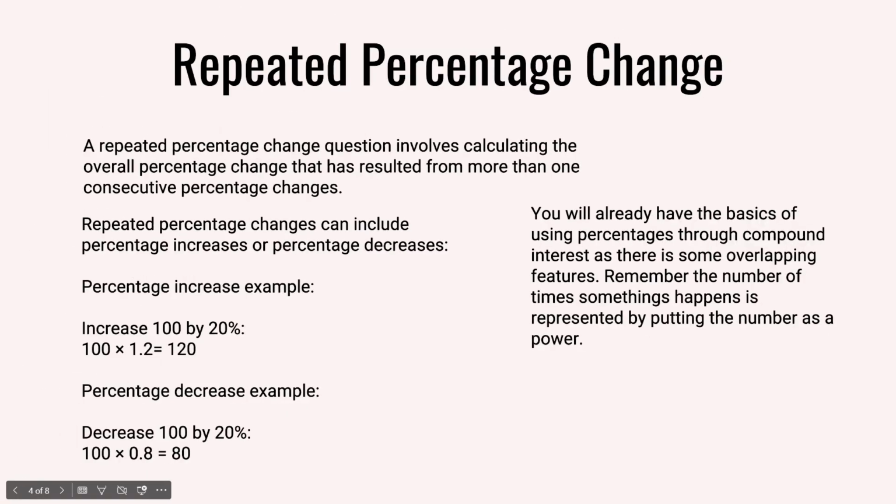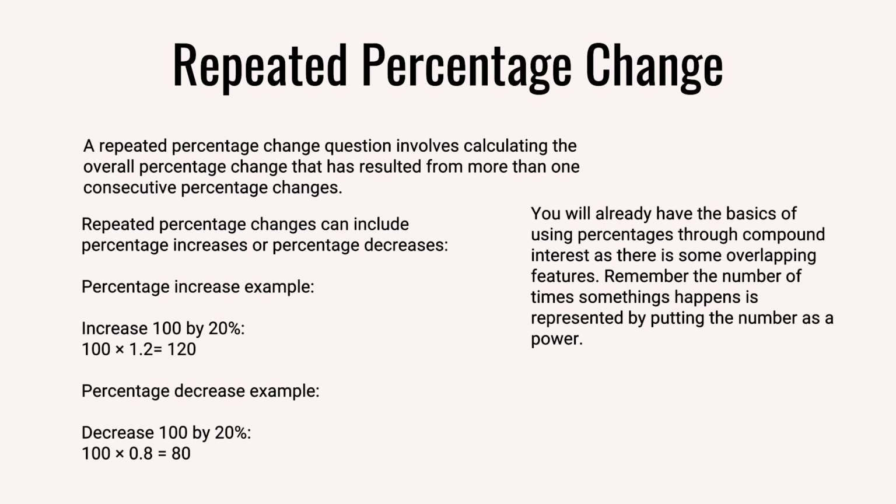To go over the basics of repeated percentage changes, we need to know the basics of percentage changes, whether it increases or decreases. As you'll probably know, if we times by 1.2, we have increased by 20%. But if we times by 0.8, we are decreasing by 20%. That can be seen in our examples here. So if I increased 100 by 20%, then by 20% again, I would first increase by 20%, which is 120, but then increase 120 by 20%, which would end up getting to 144.